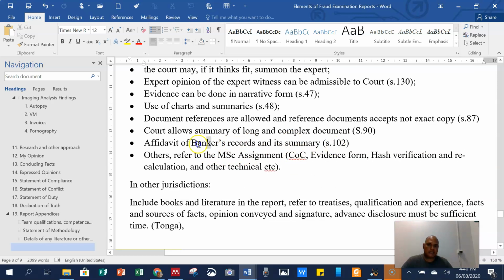Section 102 deals with the banker's affidavit. So if we are getting information from the bank in terms of the suspect's bank accounts, as well as the books or documents related to the opening of customers' records, these are also required and acceptable by the court under Section 102.